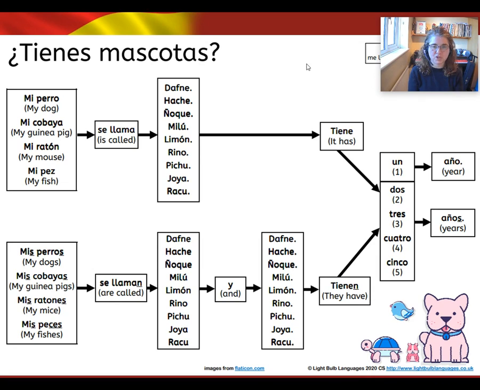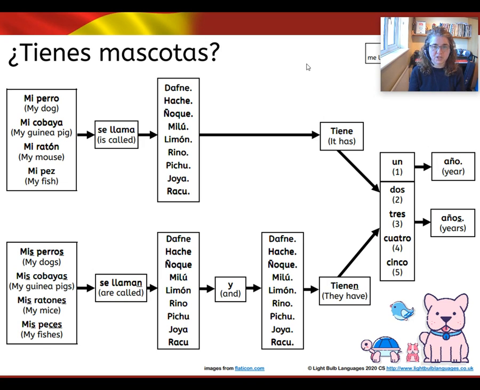Let's try another one. Remember, point to all the bits that you hear. Mis ratones se llaman Milu y Raku. Tienen 3 años. Let's try that one again in case you missed a bit. Mis ratones se llaman Milu y Raku. Tienen 3 años. Did you notice that that one went along the bottom row because there was more than one pet? So my mice are called Milu and Raku. They are 3 years old.